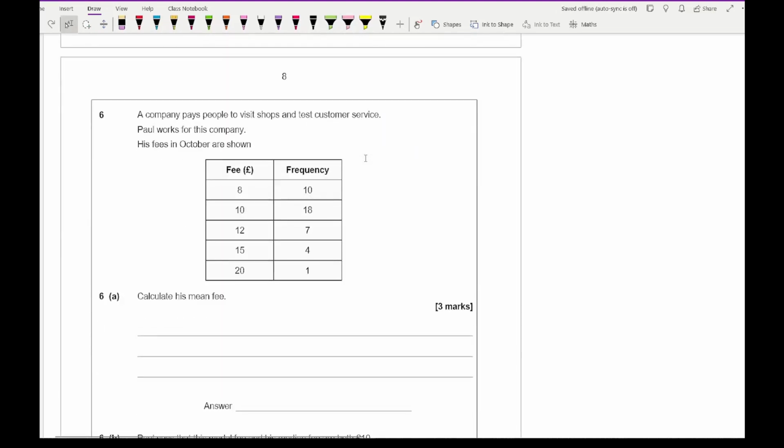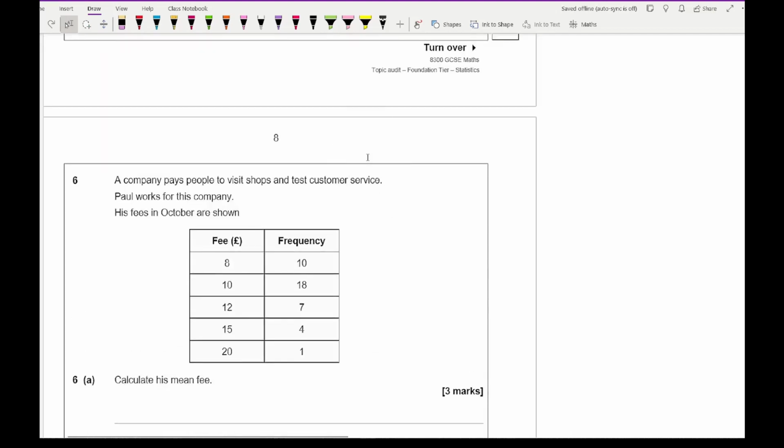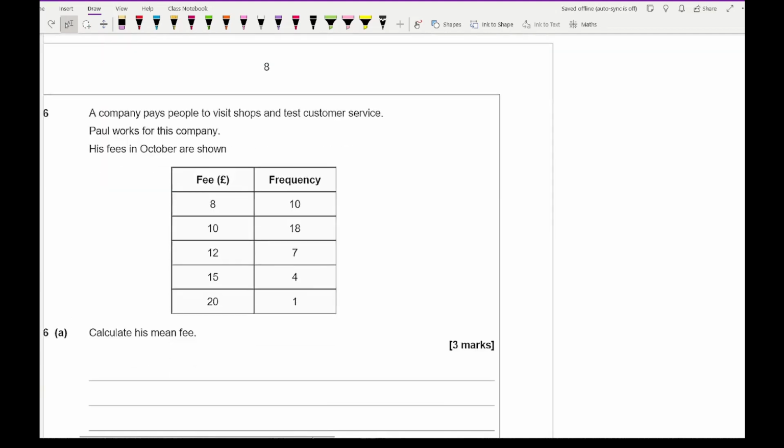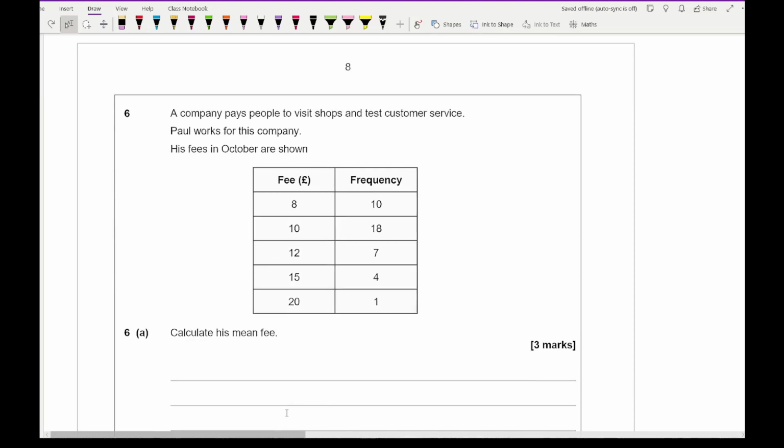Moving on to question 6, it says that a company pays people to visit shops and test customer service. Paul works for this company. His fees in October are shown, and it says calculate the mean fee. So let's just zoom in so we can actually see this on the screen. For this, we want to work out the mean from a frequency table.